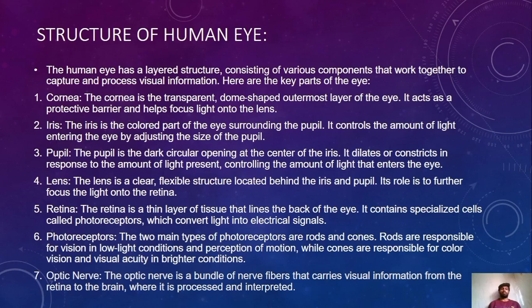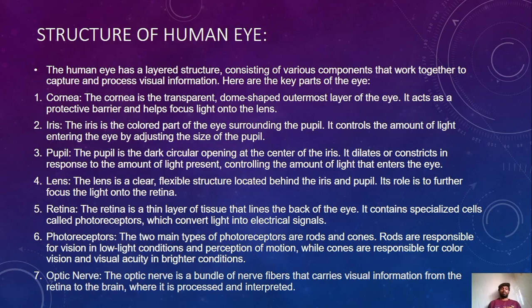So let's discuss about cornea. The cornea is the transparent dome-shaped outermost layer of the eye. It acts as a protective barrier and helps focus light onto the lens. Iris. The iris is the colored part of the eye surrounding the pupil. It controls the amount of light entering the eye by adjusting the size of the pupil.